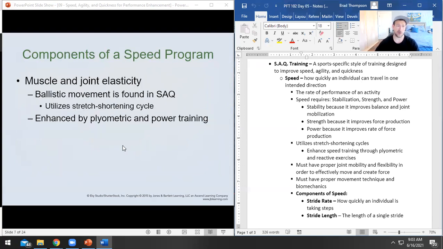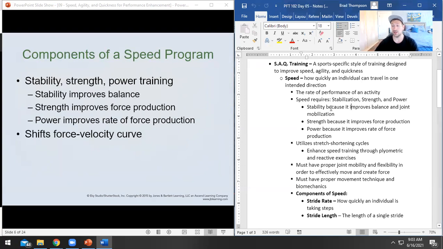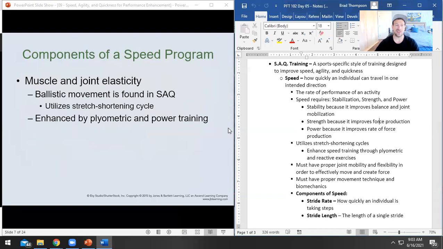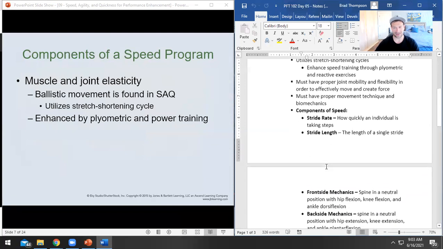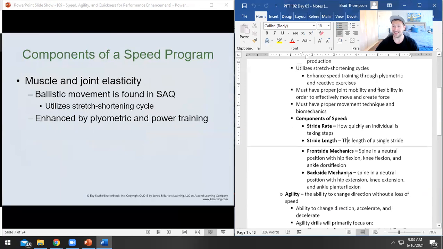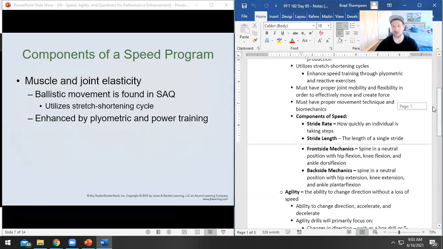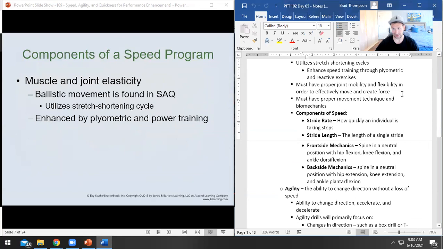Speed is going to improve from stabilization, because stability will improve your balance and your joint mobilization. It's going to improve from strength because that improves your force production, and it's going to benefit from power because that's going to improve your rate of force production. So again, we're coming back to this concept. I told you guys it's going to show up a million times in this course. Speed is also definitely utilizing stretch shortening cycles.